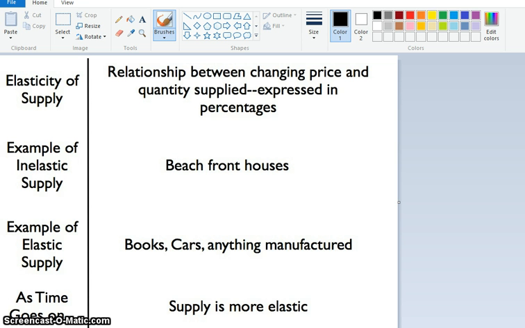If you wanted to supply beachfront houses, what do you need? You need beachfront property, and there's but so much beach that you can build houses on. There's just so much of it. You go down to Ocean City, there's only so much land that is available, regardless of the price, to build beachfront houses. You just cannot build more.